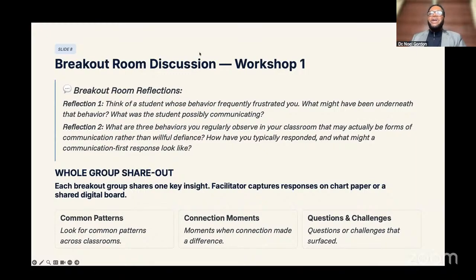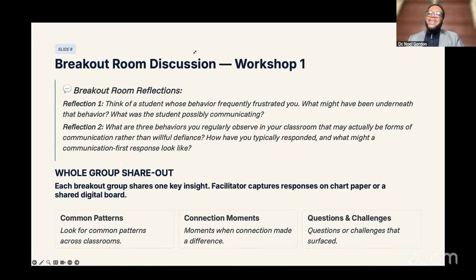So, Dr. Dice, I'm going to ask you just before we go to group, take a look at slide number 9. When you go into the group, think of a student whose behavior frequently frustrates you. What might have been underneath that behavior, and what was the student possibly communicating? You may want to jot down these questions because that's what we're going to engage them in as you break out into the group. So the first reflection is think of a student whose behavior frequently frustrated you, and what might have been underneath that behavior. What was the student possibly thinking?